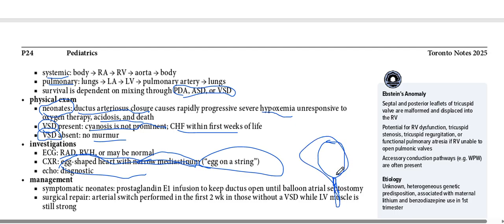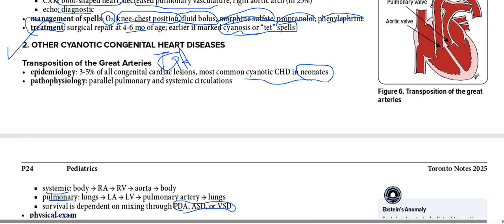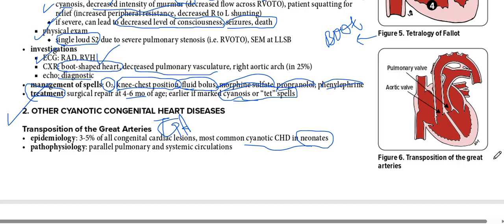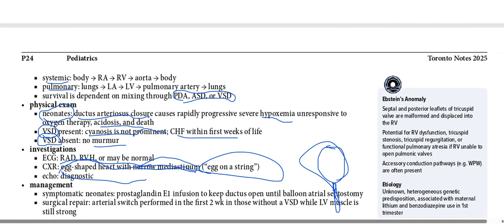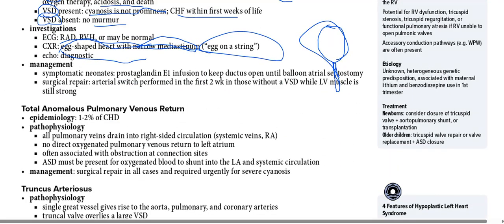So egg-shaped heart on a string, that is basically what we are reading. The topic is TGA, transposition of great arteries, egg-shaped heart with a narrow mediastinum. Echo is diagnostic. Management is important. Symptomatic neonates get prostaglandin infusion to keep the ductus open until balloon septostomy is done.